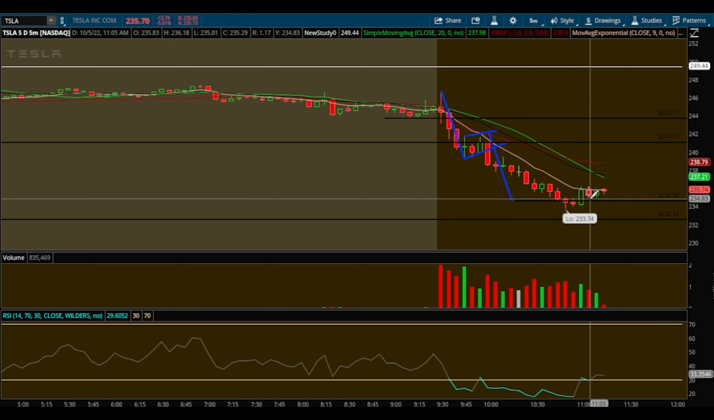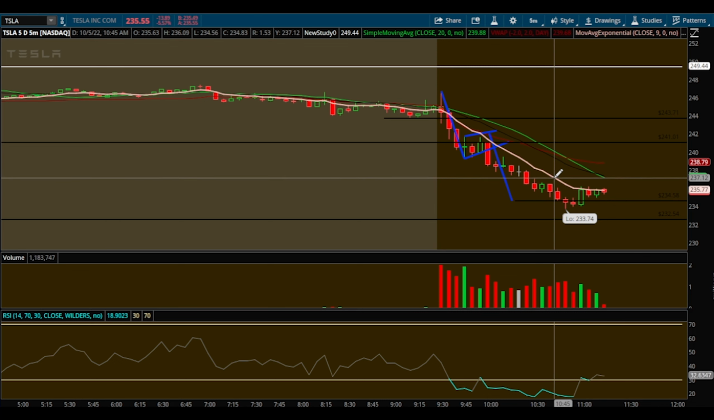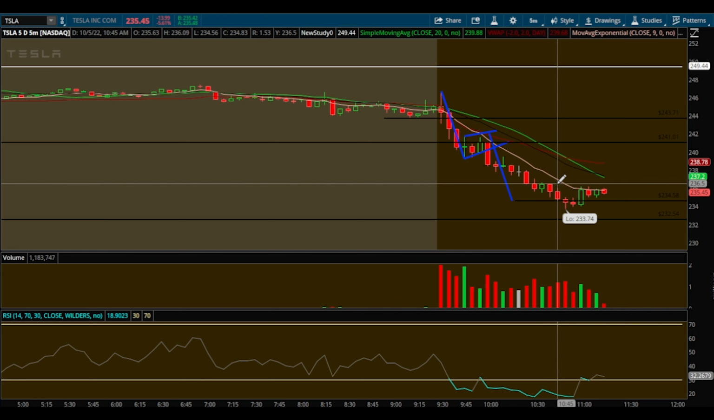I did not hold to this point. I got out at this 237 area because we were having a little hesitation there. SPY was struggling with that level as well. I was very happy with my profits.